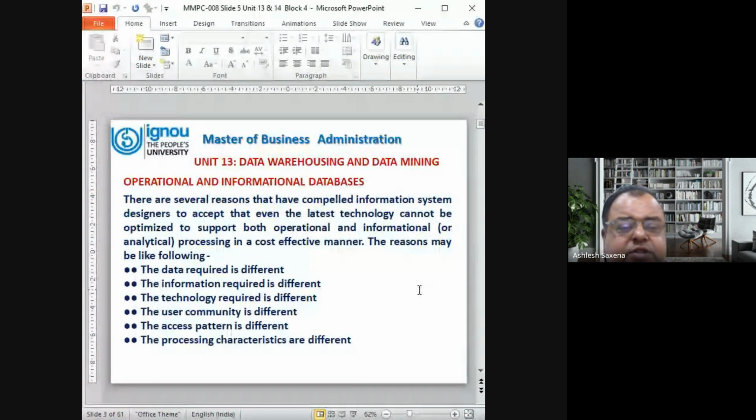Now, what are the operational and informational databases? There are several reasons that have compelled information system designers to accept that even the latest technology cannot be optimized to support both operational and informational or analytical processing in a cost effective manner. The reasons may be that the data required is different, the information required is different, the technology required is different, the user community is different, the access pattern is different, and the processing characteristics are different.